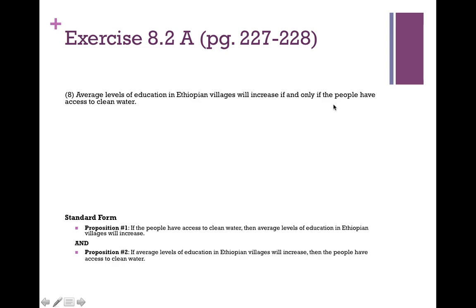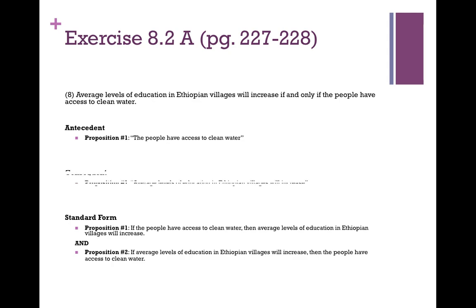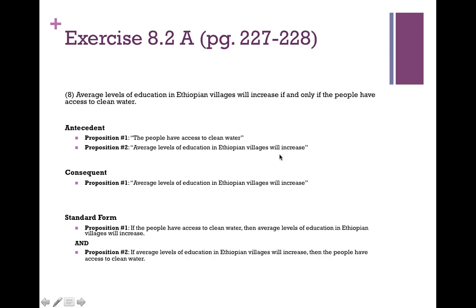And so basically what we're doing is we're combining those two sentences we've seen already. We've seen P if Q, we've seen P only if Q, and we're combining those, P if and only if Q. And from that we get two different propositions. Now, what's the antecedent? Well, it depends on which proposition we're talking about. If we're talking about proposition one, then the antecedent is people have access to clean water, and we see that down here. And the consequent of that is going to be average levels of education in Ethiopian villages will increase. If we're talking about proposition 2, then we have a different antecedent, which is average levels of education in Ethiopian villages will increase, and we have a different consequent.